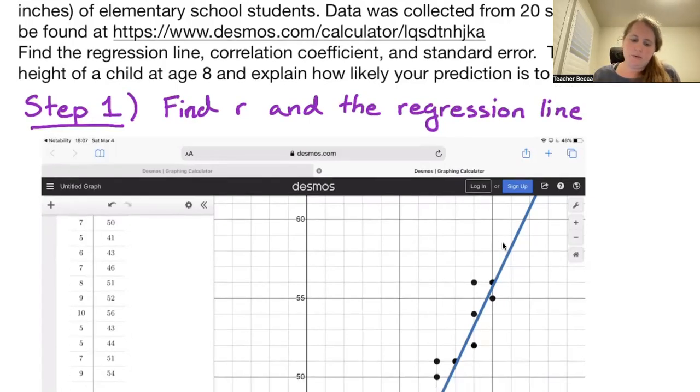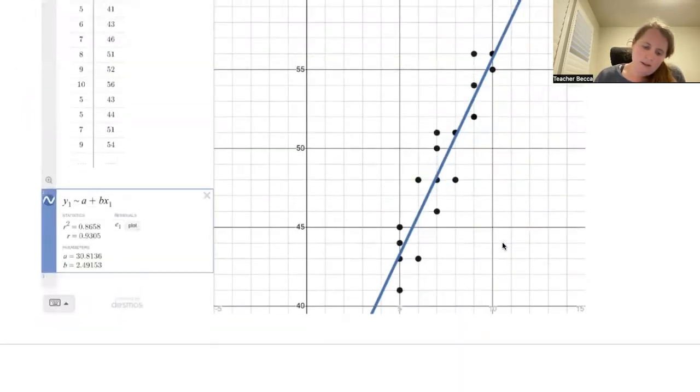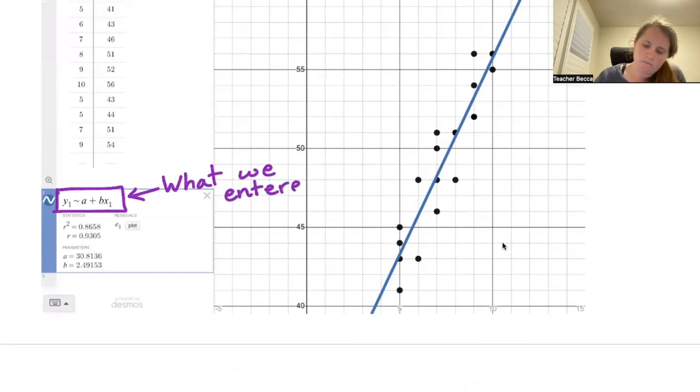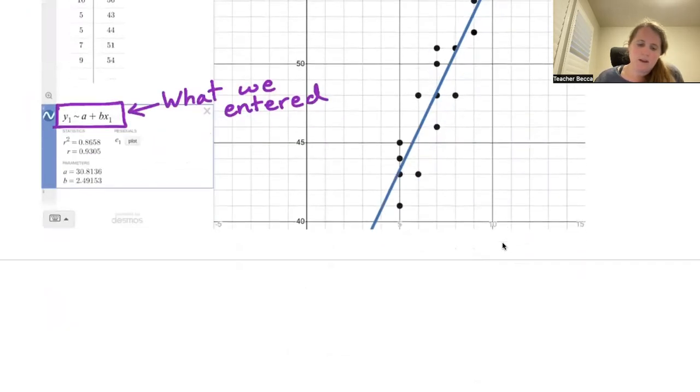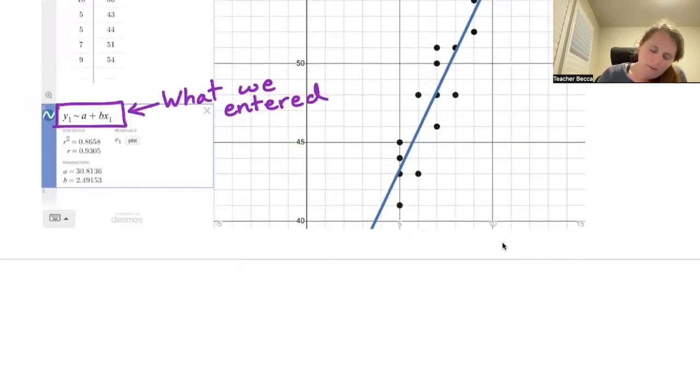Right. So we did our usual trick. This is what we enter: y1 squiggled a plus bx1. And then our R is 0.9305.